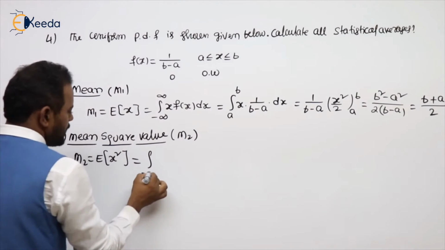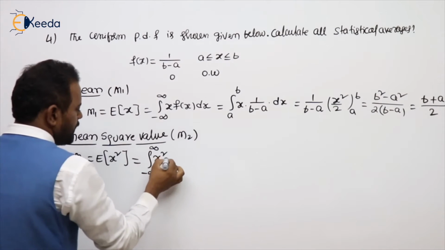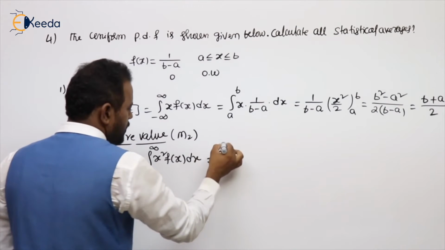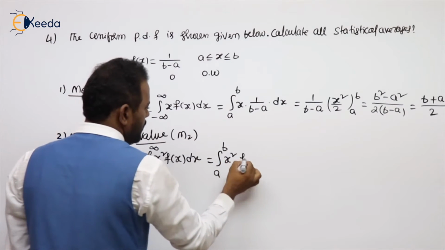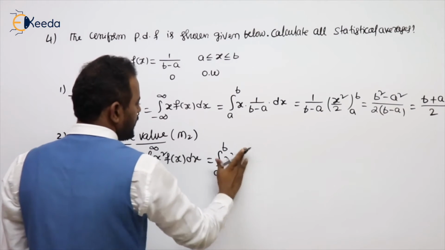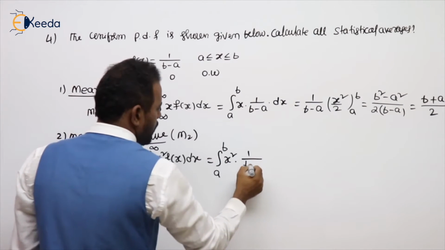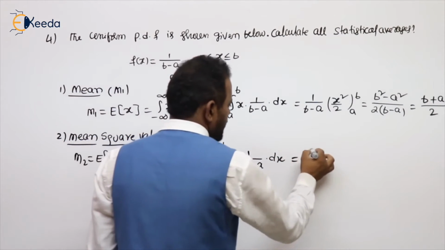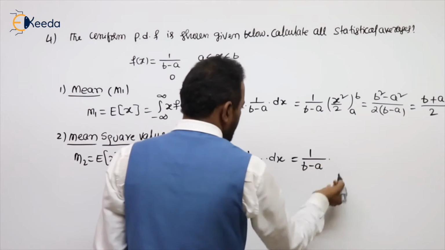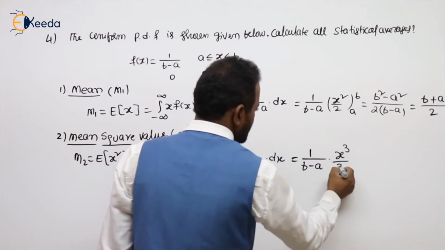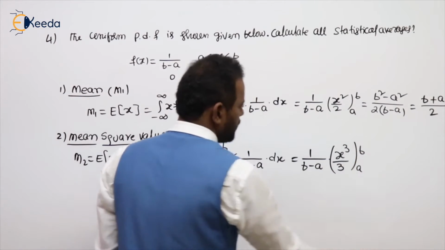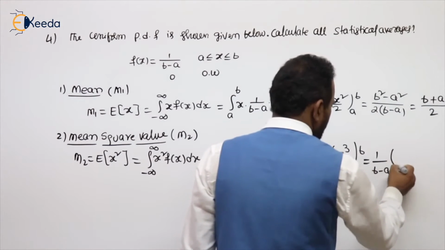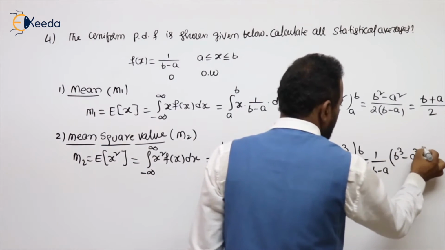Integral minus infinity to plus infinity x square into f of x dx. That is integral a to b x square into, what is the f of x value? Substitute, sir. F of x is nothing but 1 by b minus a into dx. 1 by b minus a is a constant, right, outside. X integration, x cube by 3. Limits are from a to b. Substitute the limits. So 1 by b minus a into b cube minus a cube, anyhow by 3 is there.